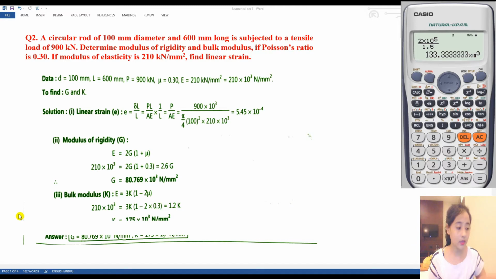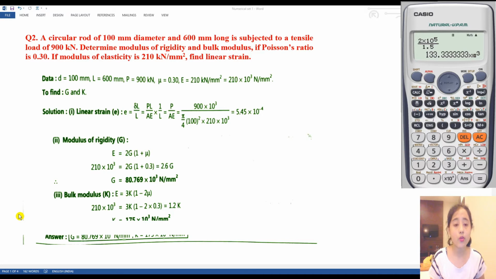तो अभी यहाँ पर क्या दिया है? In this question, a circular rod is given. Let this be a circular rod, and उसका diameter जो है, the diameter of the circular rod given in the question is 100 mm. And what is its length? ये पूरा length is equal to 600 mm long, and it is subjected to tensile load. So tensile load मतलब it is stretching. It is stretching the circular rod, and the load that is acting is equal to 900 kilonewton. Okay. Now from here we need to determine modulus of rigidity.